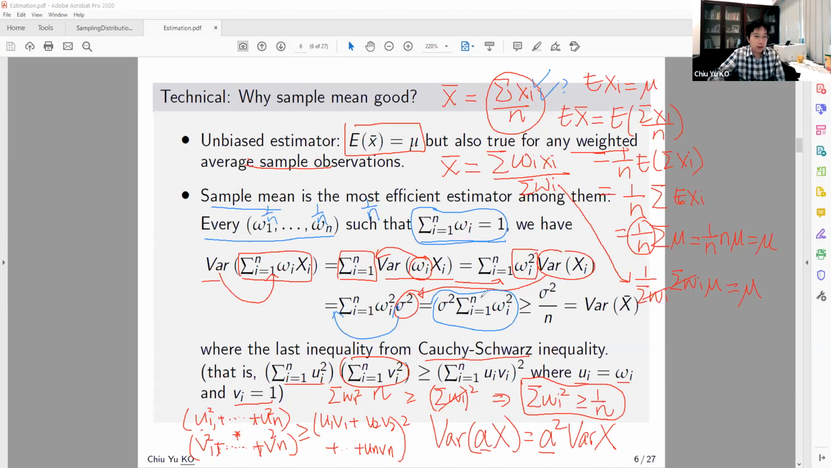So there's nothing to see here. What it means is that the sum of the mu i squared, the minimum will be achieved by 1 over n, okay. So the minimum is here, which is exactly the variance of the sample mean. So that is exactly what we want to prove: the sample mean has the smallest variance compared to any other weighted average mean, okay.